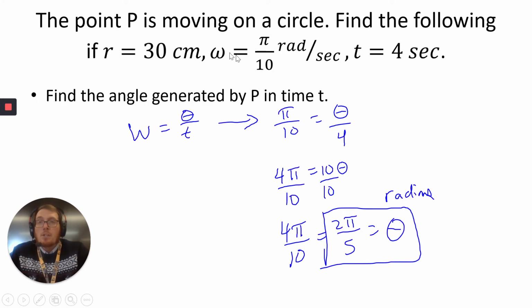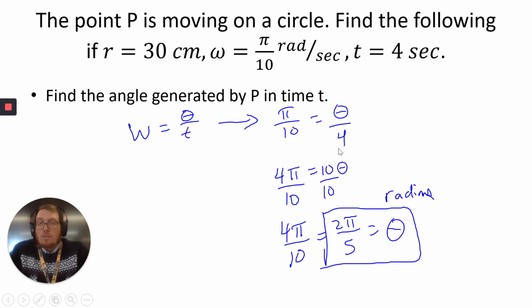So this information gives you a radius, gives you omega, and gives you time. You're trying to find the angle. Okay, so the best way to find the angle is to use omega equals theta over time. So omega, angular speed, is pi over 10, equals theta, which is unknown, divided by 4, because 4 seconds is the time. One option here is you could just cross multiply it.